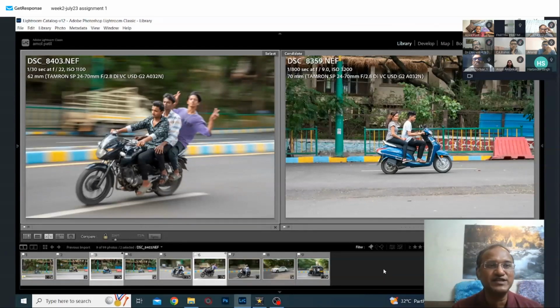Whereas the picture on the left hand side is using the panning technique. The shutter speed is slow, 1/30th of a second, right? And you are following the subject throughout its motion. As a result, the focus is locked onto the subject that is moving, and it comes out crisp and sharp. And because of the panning technique, the background is getting blurred.